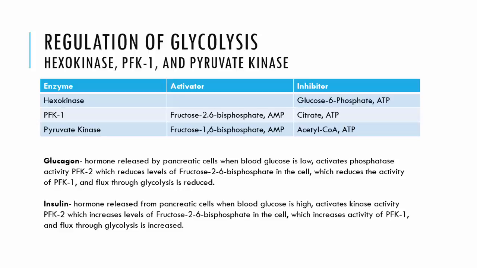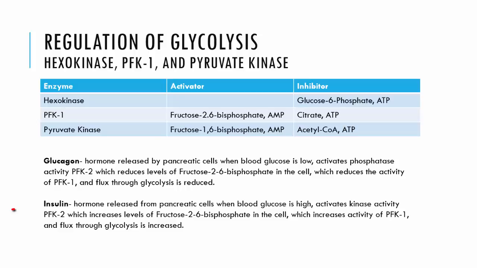In addition to the direct control of enzymes within the glycolysis pathway, the cell can also control the metabolic flux of glycolysis through the release of hormones, glucagon and insulin. Glucagon is a hormone that is released by pancreatic cells when blood glucose is low. It activates the phosphatase activity of the enzyme PFK-II, which reduces the level of fructose 2,6-bisphosphate. Since fructose 2,6-bisphosphate is an allosteric activator of PFK-I, reducing its concentration in the cell reduces the metabolic flux of glycolysis.